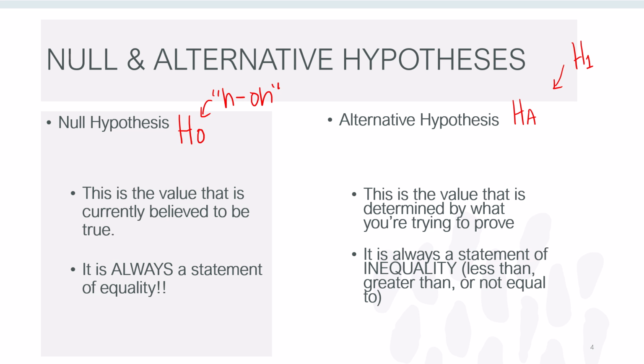A couple of things to know about the null hypothesis. This is the value that is currently believed to be true, and in an ideal scenario, you would be able to disprove this null hypothesis. You would have enough evidence to say that the null hypothesis is incorrect. And since the null hypothesis is the value that is currently believed to be true, it is always a statement of equality. That means it's going to have an equal sign.